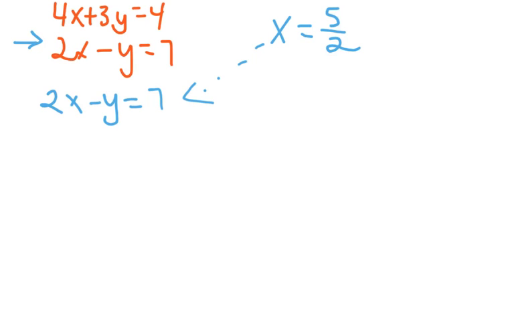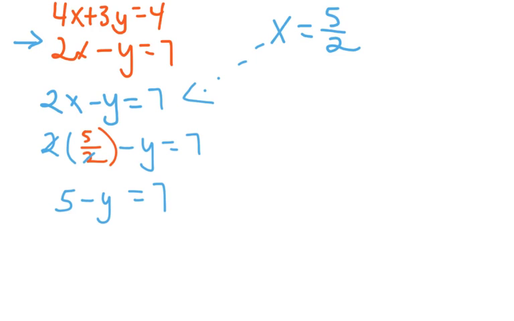Okay, so 2 times 5/2 minus y equals 7. My 2's are going to cancel here when I distribute, which just leaves me with a 5 minus y equals 7. Subtract 5 from both sides. I get negative y equals 2.